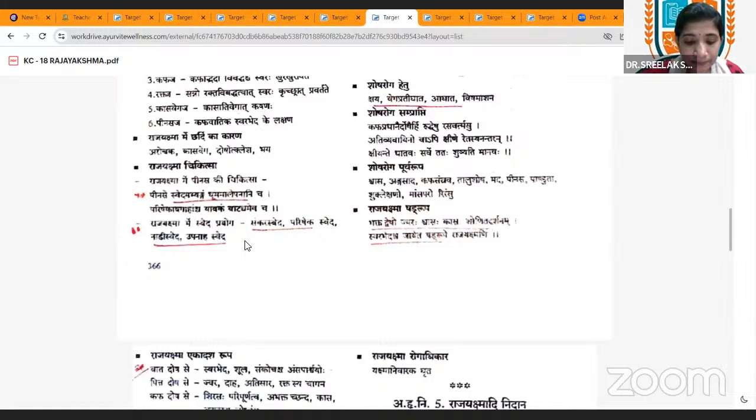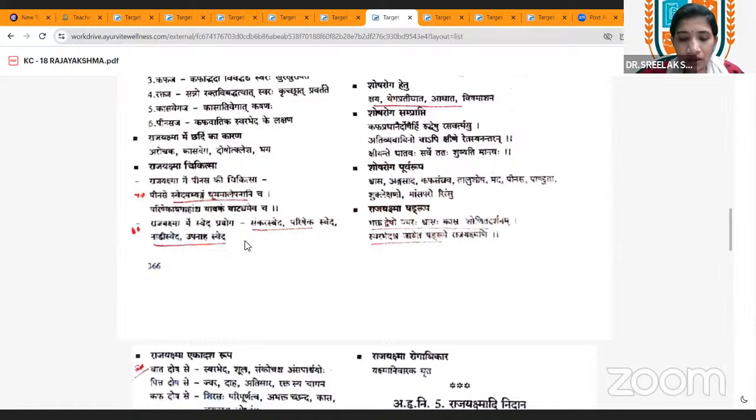Next is the important Chikitsa in Rajayakshma, that is Rakta Moksha. Rakta Moksha is indicated in Rajayakshma, in which part? Shiraha, Parshva, Amsa Shula. Okay, these are the areas where Rakta Moksha is indicated. So Shiras, Parshva, and Amsa.